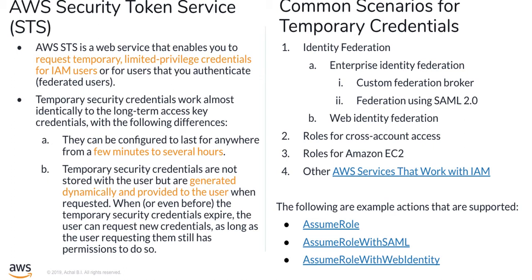So let's understand what the Security Token Service means, or what functionalities the Security Token Service provides. AWS STS is basically a web service that enables you to request temporary limited-privilege credentials for IAM users. It can be federated users as well. These temporary credentials work almost identically to the long-term access key credentials, but there are subtle differences. There are two main differences.